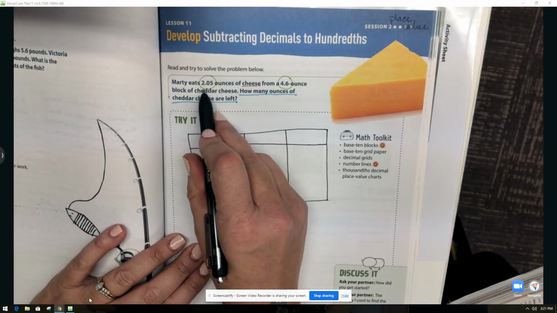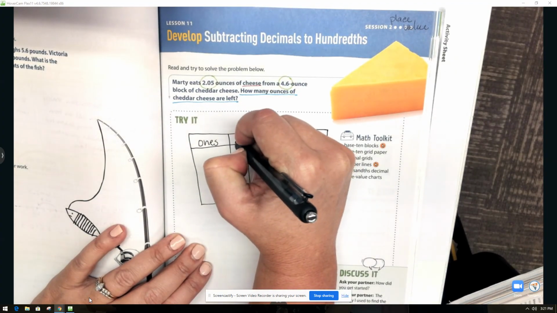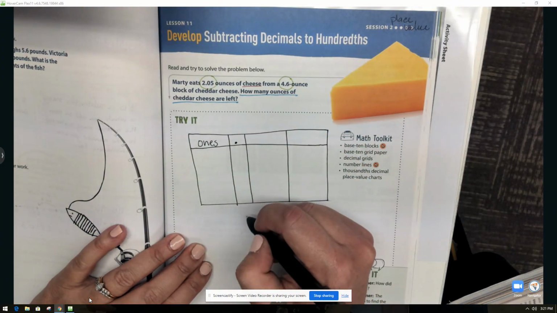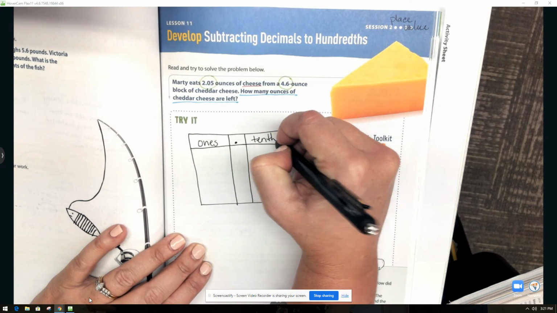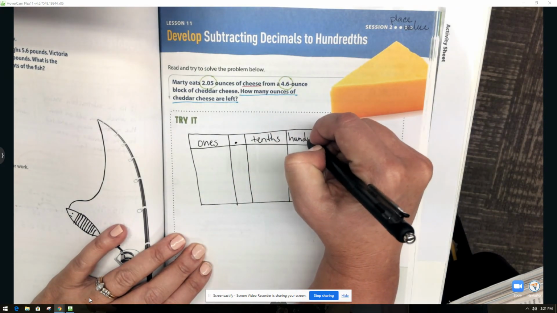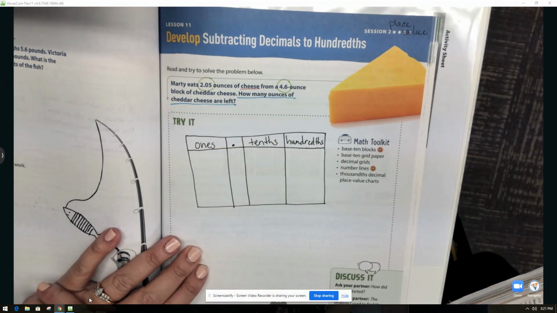So I know that I have numbers in the ones. I have my decimal place column. You always need that decimal place column. I have my tenths and my hundredths. So now I'm ready to go.